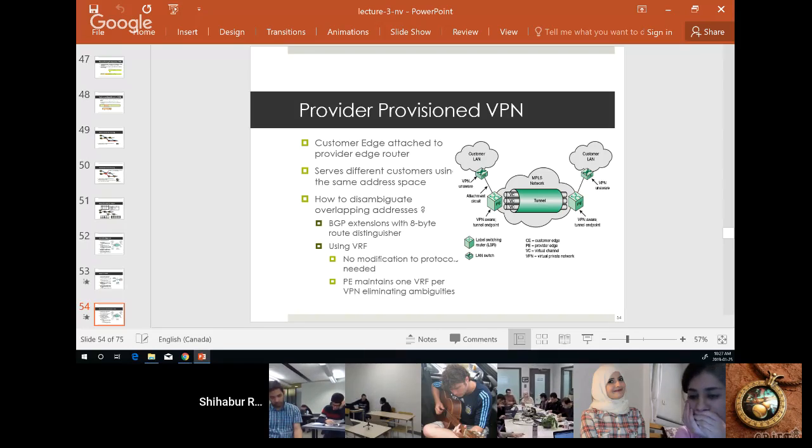Service, the packets are encapsulated, so it works with normal IP.